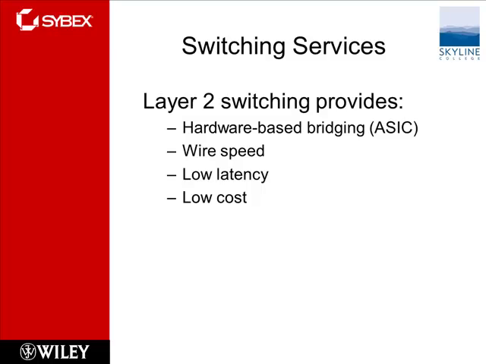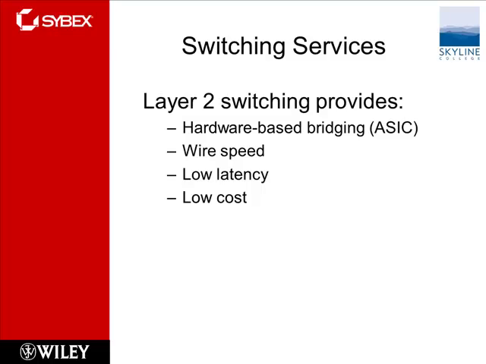I've jumbled these around a little bit. Layer 2 switching provides hardware-based bridging with ASICs, application-specific integrated circuits, which means that we're running in hardware instead of software. And anytime you can run anything in hardware instead of software, and you'll see ASICs, they talk about an ASIC firewall. What does that mean? It means it's not running in software, it's running in hardware. We talk about ASICs in a router. What does that mean? It means that we're routing and forwarding in hardware and not in software. That's what a layer 3 switch is.